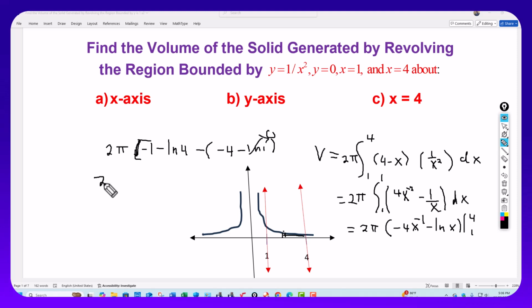So I get 2 pi times 0 here, and then a minus minus 4 is a plus 4, and a minus 1 is 3. And then I have minus ln of 4. So the final exact answer for this one is 2 pi multiplied by, in parentheses or brackets, 3 minus ln of 4. And of course, again, you can give an approximation if they ask for it.